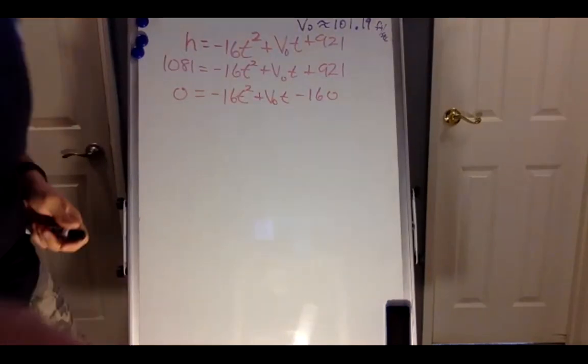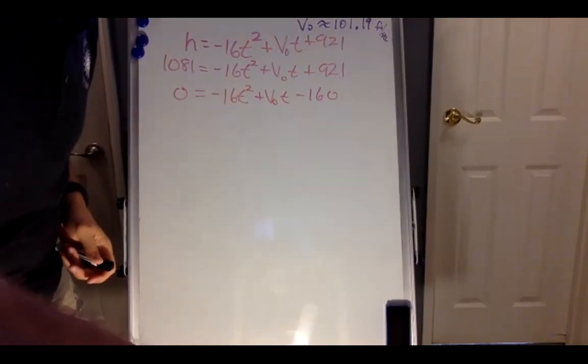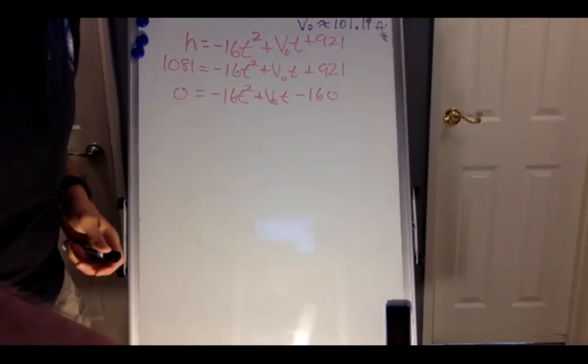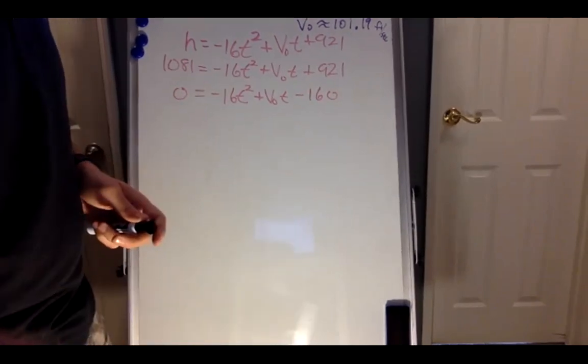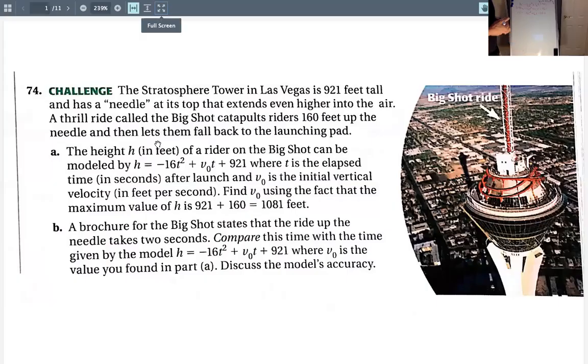Okay. So now, write down that 101.19 as your initial velocity and reset your equation now using that instead. So it says a brochure for the big shot states that the ride up the needle takes 2 seconds. Wait, was it correct? Sorry to interrupt, but was it correct? I don't know. This is not a teacher's edition that I have.